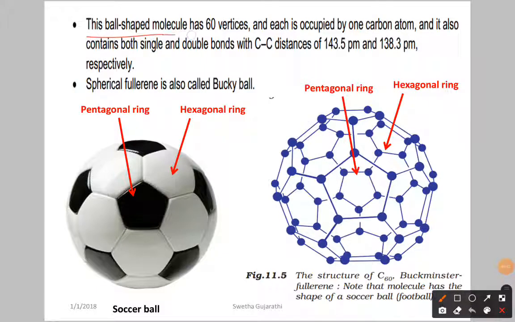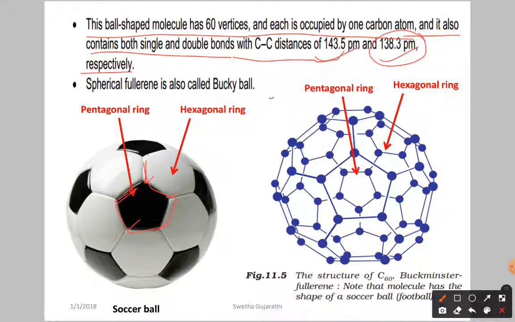The ball-shaped molecule has 60 vertices and each is occupied by one carbon atom. So here you can see we have the vertices, that is surrounded by carbon atoms. It also contains both single and double bonds with carbon-carbon distances of 143 picometers and 138 picometers respectively. As you know very well, single bond length will be more and double bond length will be less. So this is about the single bond, this is about the double bond.